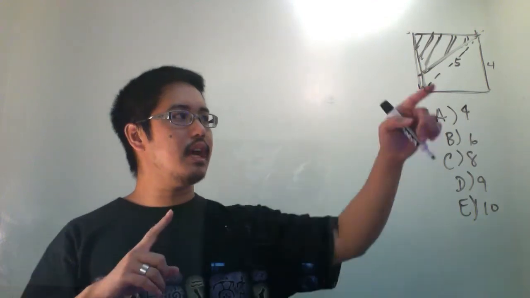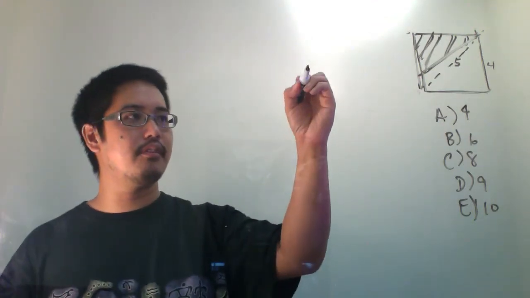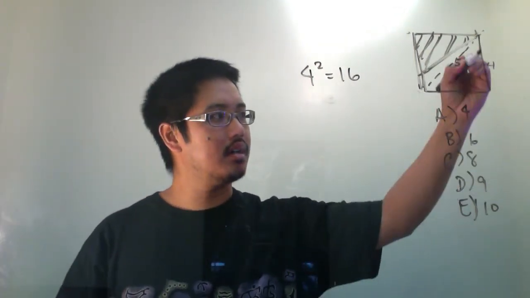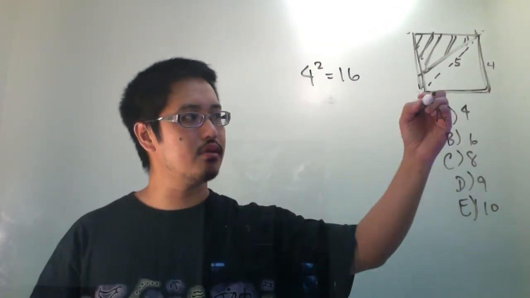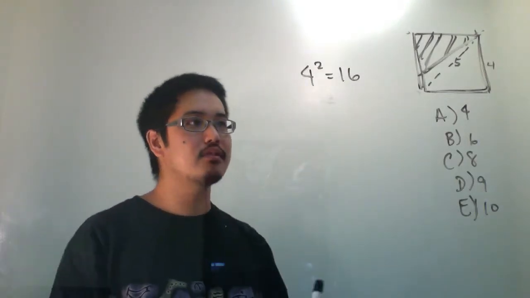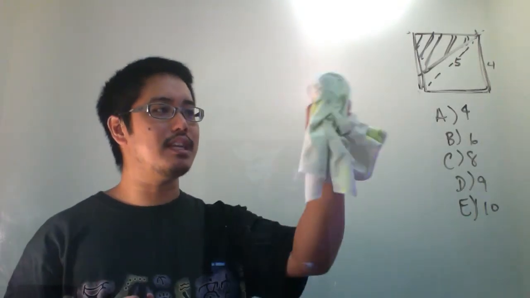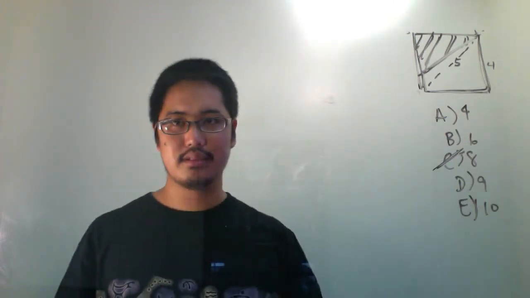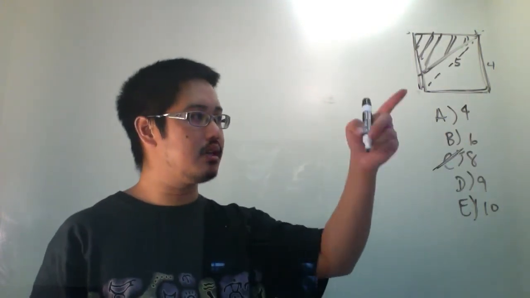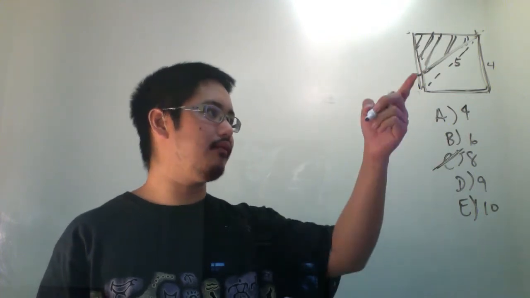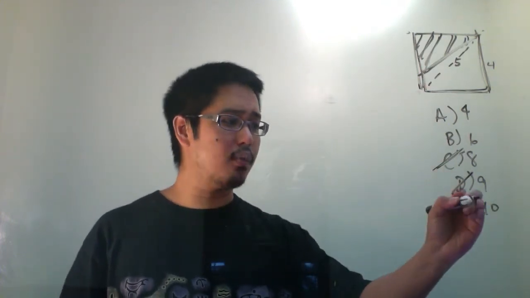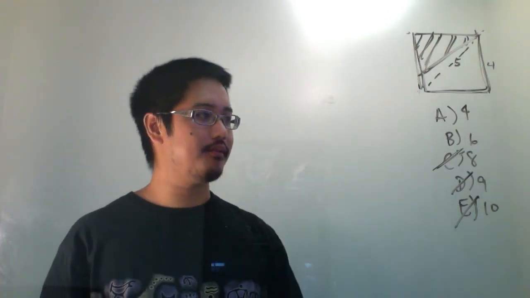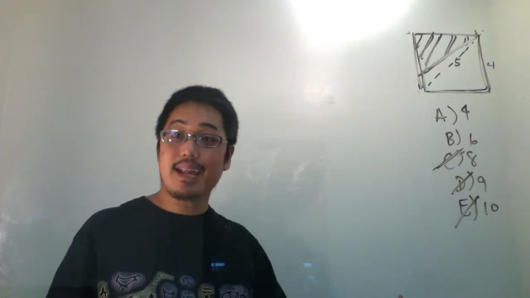So what's the area of the whole square? That's pretty easy to figure out. 4 squared, that's 16, because we're talking about a square here, so 4 times 4 is 16. So my area is 16, and half of my area is 8. So I know that the area is not 8. I'm just looking at the picture and saying it can't be 8, because if it were 8, it would be half. It can't be 9 or 10, because that would mean that the shaded area is more than half.